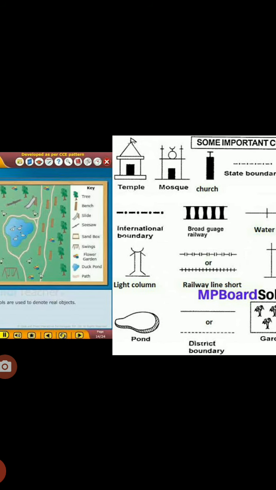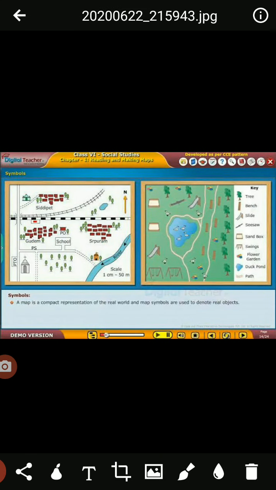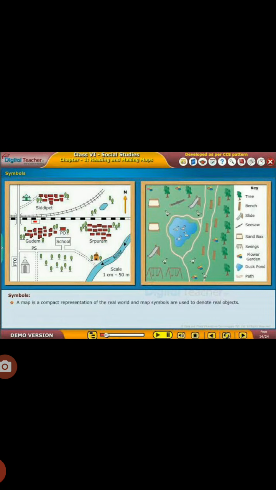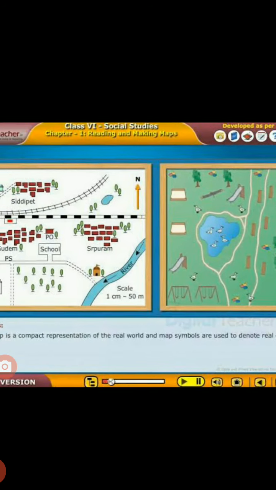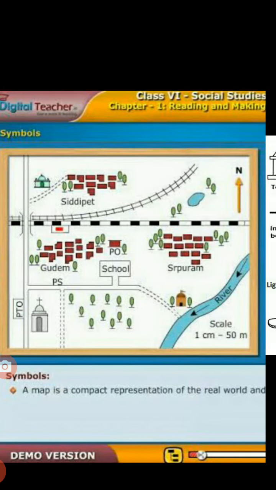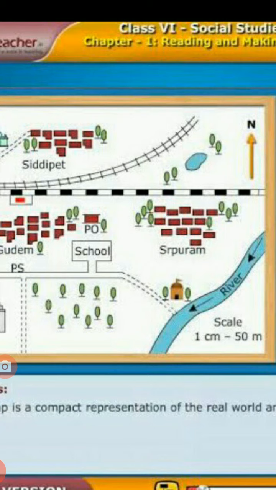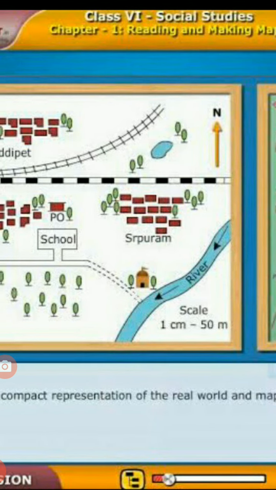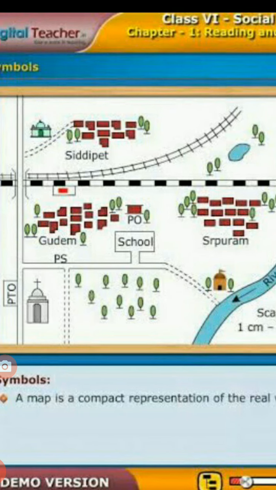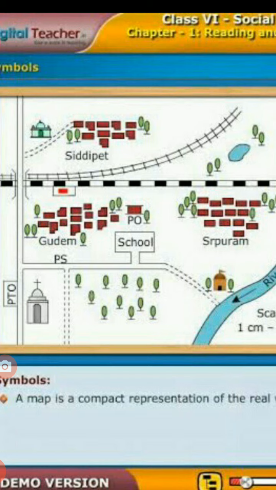Understand? And here I have also given a map using the symbols, a village map. See it carefully. Based on this, I have given some questions. That is your homework. The village names are Siddipet and Srirampur, and the scale is also shown in the map. This is the direction shown in the map. Regarding this, I have given some questions. Complete the questions. That is the homework for you.